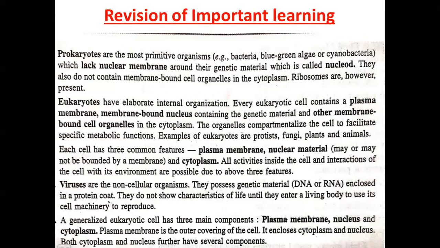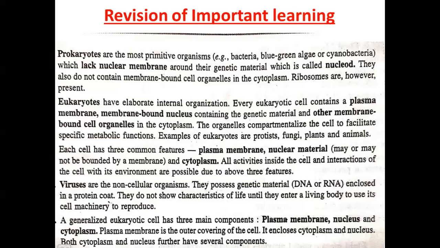Every eukaryotic cell contains a plasma membrane, a membrane-bound nucleus containing the genetic material, and other membrane-bound cell organelles in the cytoplasm. The organelles compartmentalize the cell to facilitate specific metabolic functions. Examples of eukaryotes are protists, fungi, plants, and animals.